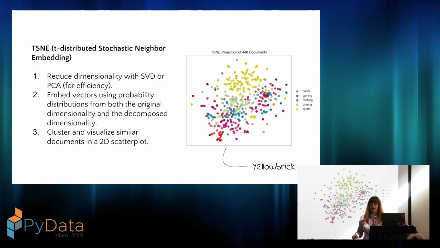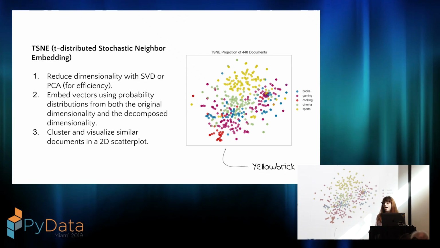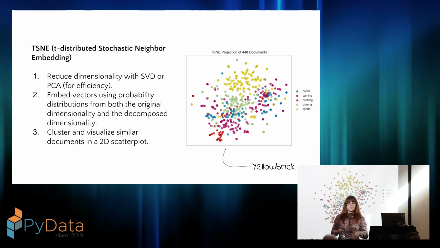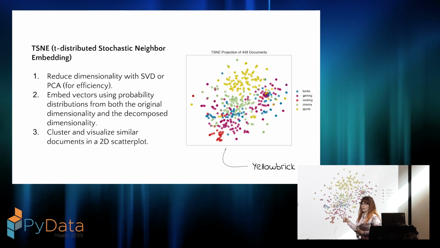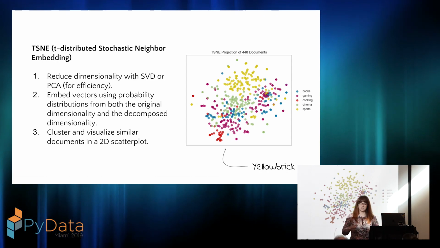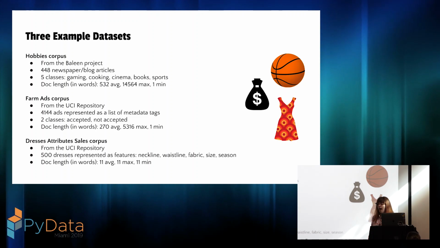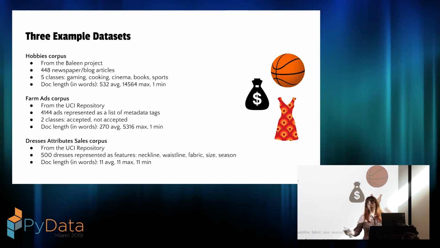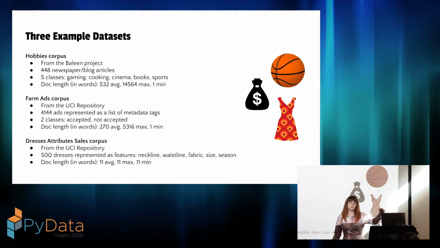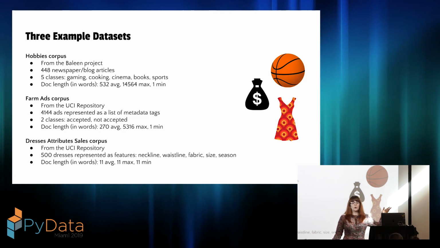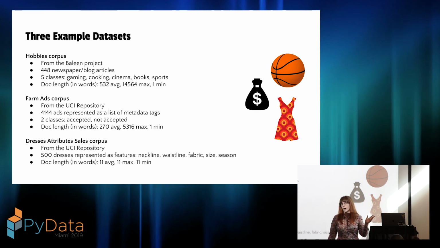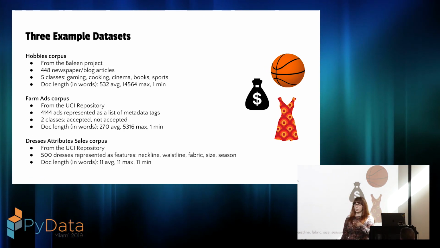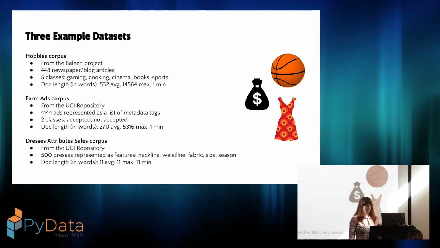And what's neat is that you can pass in different distance measures. I just showed you all the ones from SciPy. You can pass different distance measures into your t-SNE plot and see how it changes. I was going to show you a couple of examples with a few different data sets, all of which you can find easily. The second two, the farm ads corpus and the dresses attributes corpus, are both from the UCI machine learning repository. And the first one, the hobbies corpus, is one of the data sets that ships with Yellowbrick, so you can easily get that.